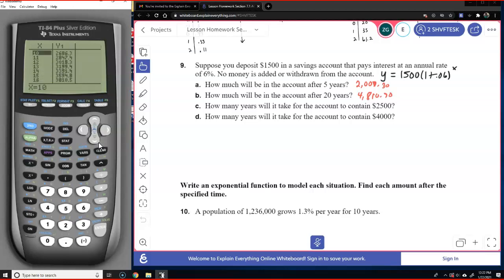So if you're looking for how many years it will take for the account to contain 2,500, we kind of have to work backwards. So we notice that at 9 years, it's 2,534. So I would say about 9 years.